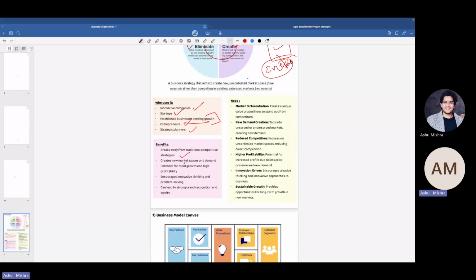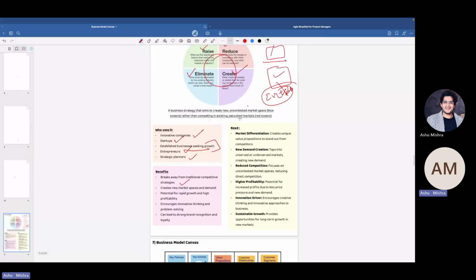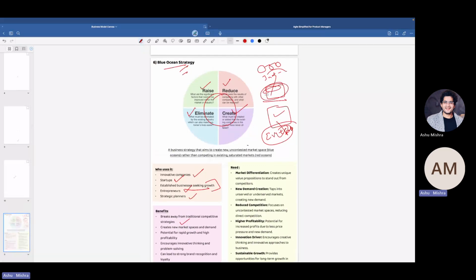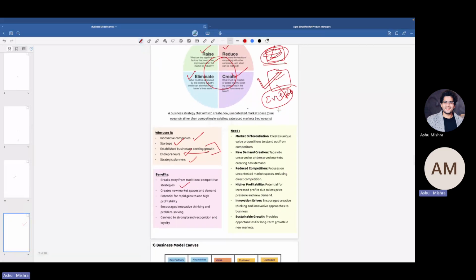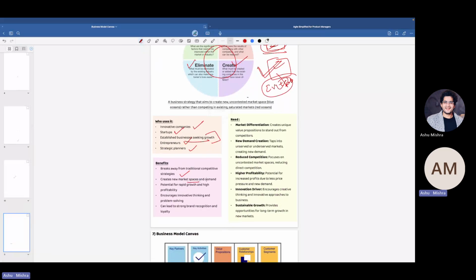Now, what benefit does this entail? It breaks away from the traditional competitive strategies, what we talked about, guys. Red ocean strategy, we will not fall into this, we will go into the blue ocean strategy, right? So it creates new market spaces and demands, potential for rapid growth. Innovative thinking is what it fosters, can lead to strong brand recognition and loyalty, since the competitors were very low and you stand out alone or with two or three competitors only, right?